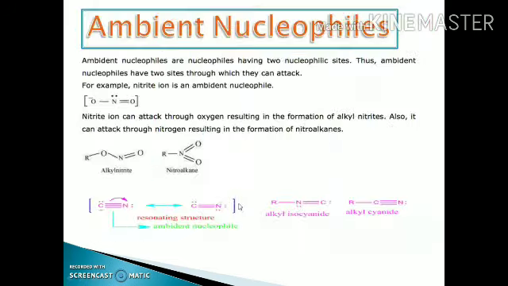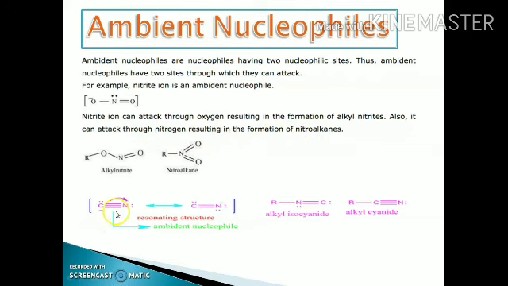Now we will discuss a special kind of nucleophile that is called the ambident nucleophile. The ambident nucleophiles are nucleophiles having two nucleophilic sites, meaning two attacking sites. For example, in case of the nitrite ion, the nucleophilic attack can be done by the nitrogen and by the oxygen. The nitrite ion can attack through the oxygen, resulting in the formation of the alkyl nitrite, and it can also attack through the nitrogen, resulting in the formation of the nitroalkane.